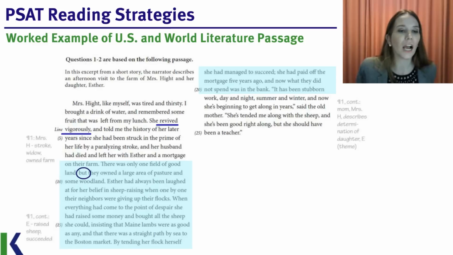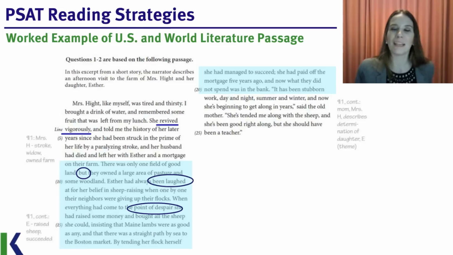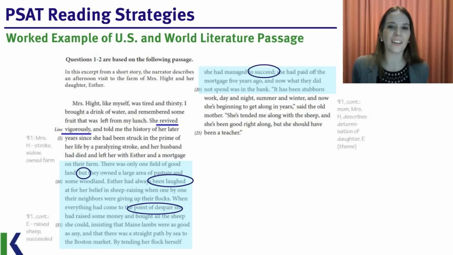I'm seeing a lot of you talk about despair. Yes. So Esther was laughed at. So we're highlighting this because this is how other characters relate to Esther. They mocked her. They laughed at her. They thought that she was silly for thinking about sheep raising. And then when everything comes to the point of despair, she is insisting that these lambs are as good as any. And she goes and she tends them. And she succeeds. I see Jess has got a lot of those there.